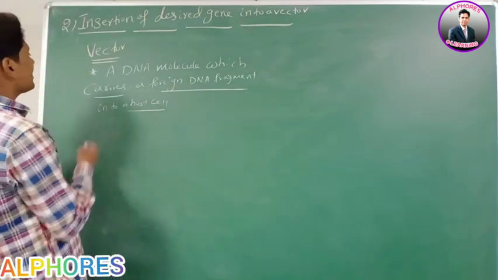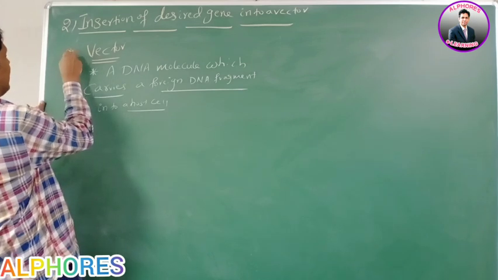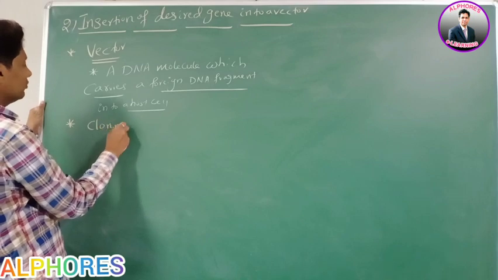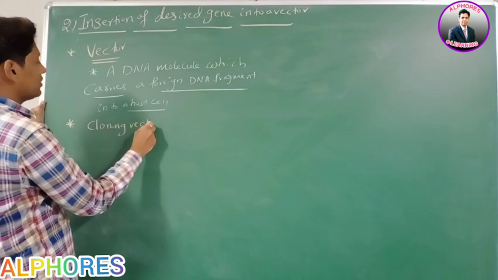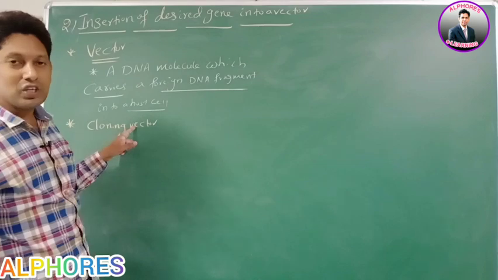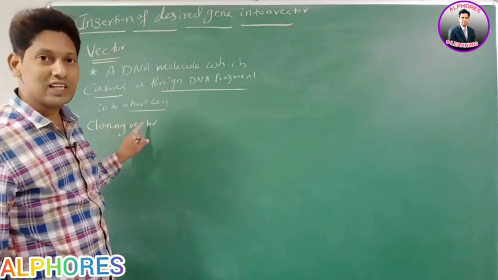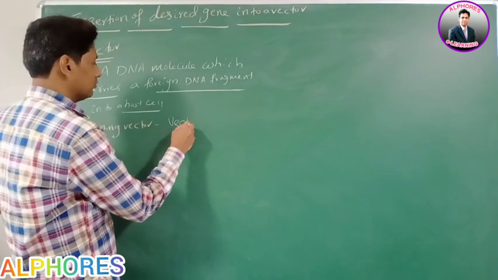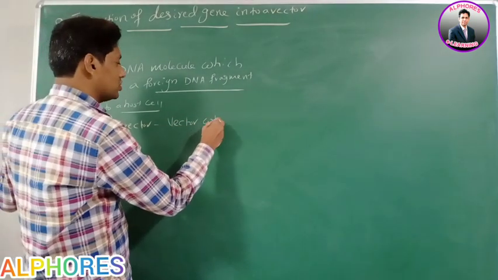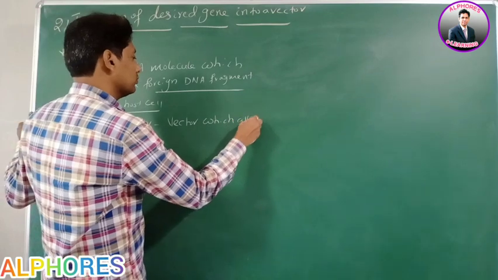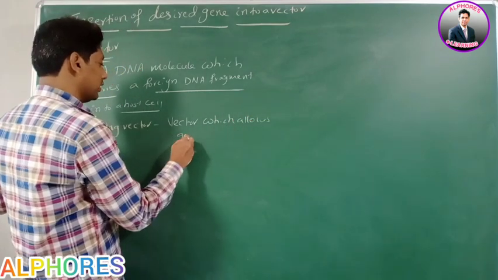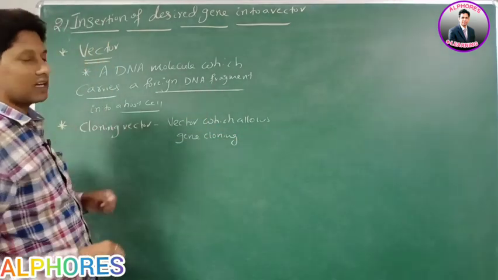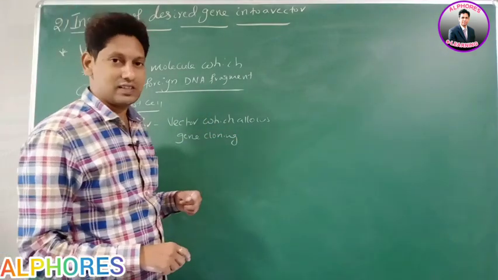Right. Then what is the meaning of cloning vector, sir? The name itself indicates: a vector which allows gene cloning. Such vectors are called cloning vectors. Therefore, what does the vector allow? Gene cloning. A vector which is allowing gene cloning. Such vectors are called what, sir? Cloning vectors. Is it okay?